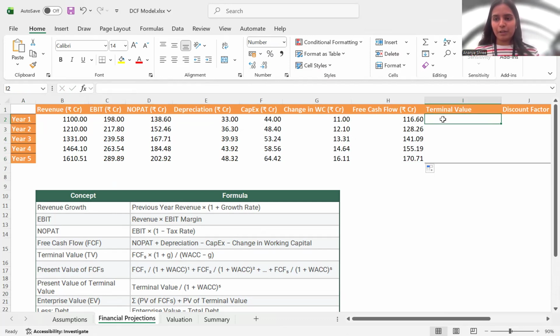Now, terminal value. Terminal value captures all cash flow beyond our explicit forecast. We'll use the Gordon growth model. So, terminal value is equal to FCF of fifth year into 1 plus G divided by WACC minus G. I'll set terminal growth G at 4% and WACC at 10% for this example. So I type FCF last year into 1 plus G divided by WACC minus G and press enter.